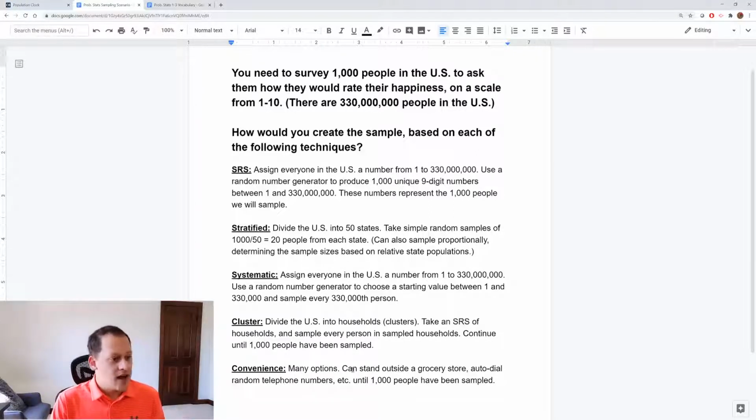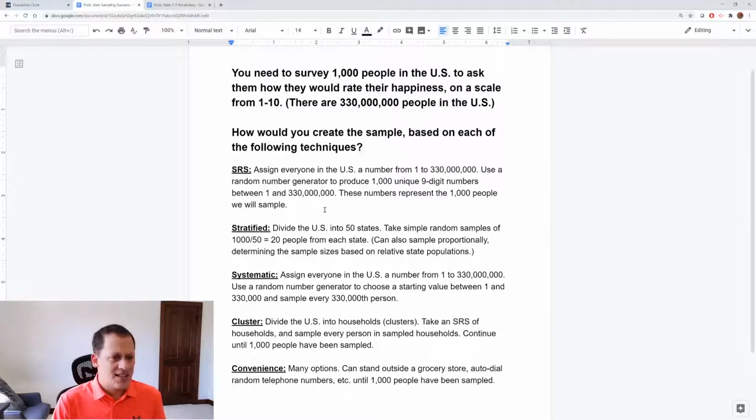You could auto-dial random telephone numbers, as long as they're from the United States. That might be a better way of doing it, but it's still based on the people that want to respond. So it's not random in that sense. We don't really want to do it this way. We would want to stick to one of these.